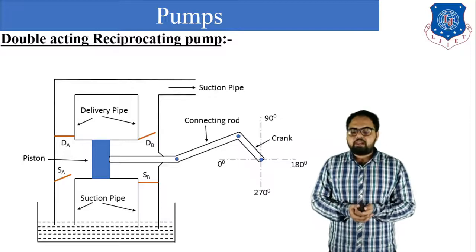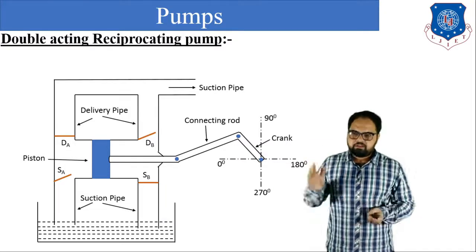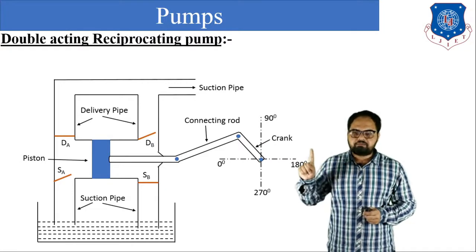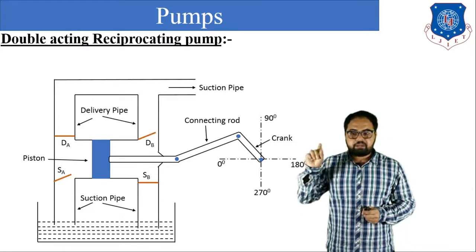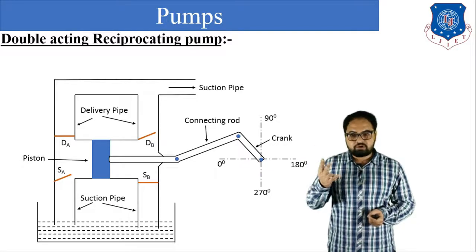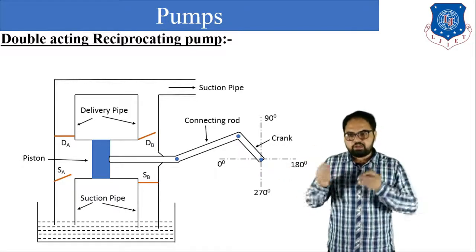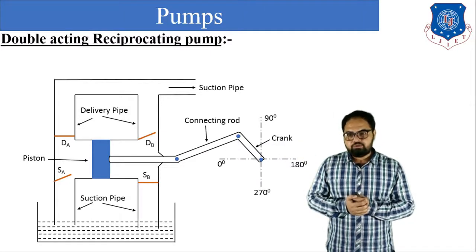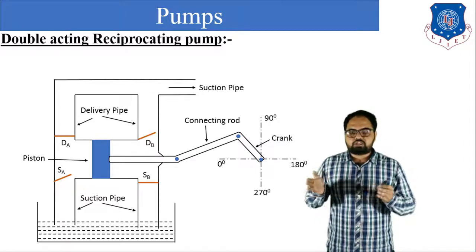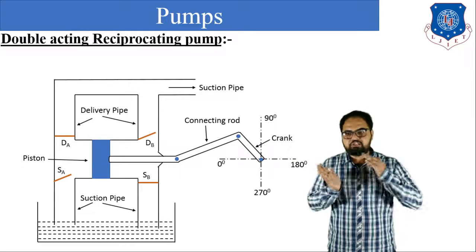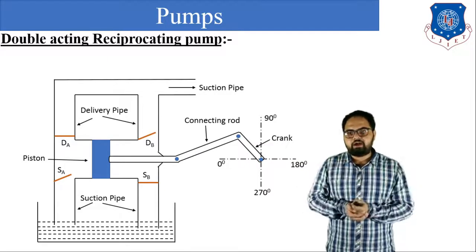Next topic is the double acting reciprocating pump. In a single acting reciprocating pump, we know that only one suction pipe with one suction valve, and one delivery pipe with one delivery valve are fitted. But in a double acting reciprocating pump, there are two suction pipes with two suction valves, SA and SB, and two delivery valves, DA and DB, are used. So there are two suction pipes with two suction valves, two delivery pipes with two delivery valves, and one piston, cylinder, connecting rod and crank are used.